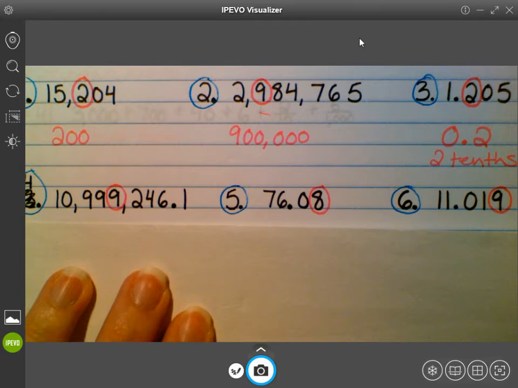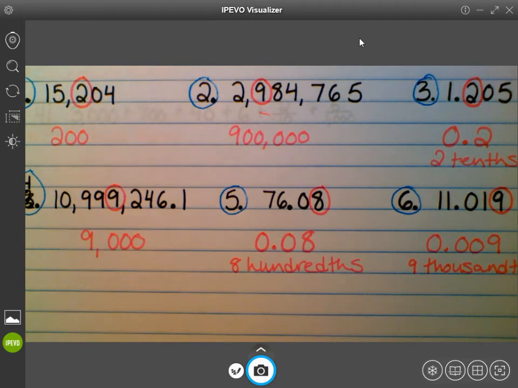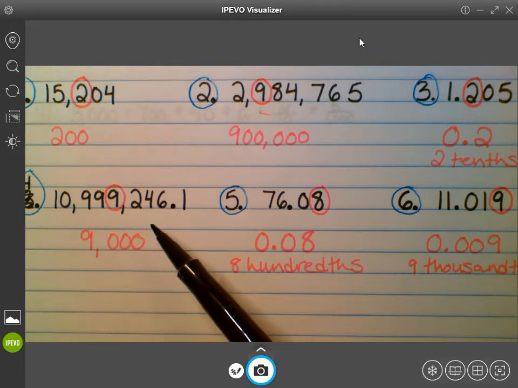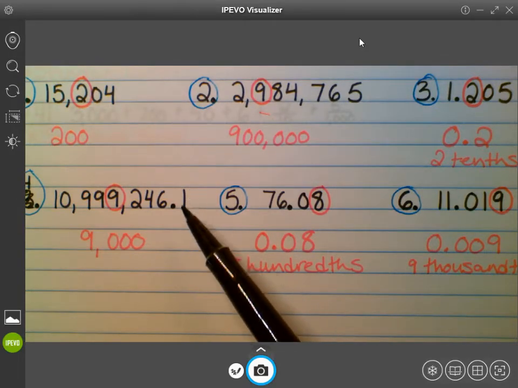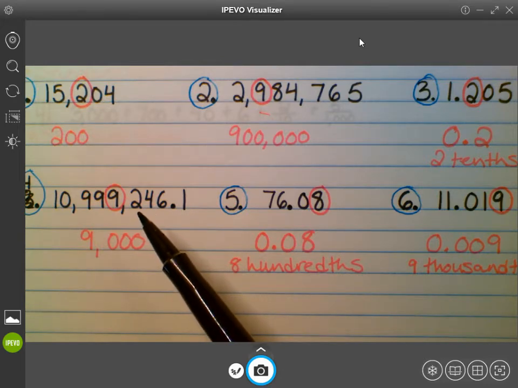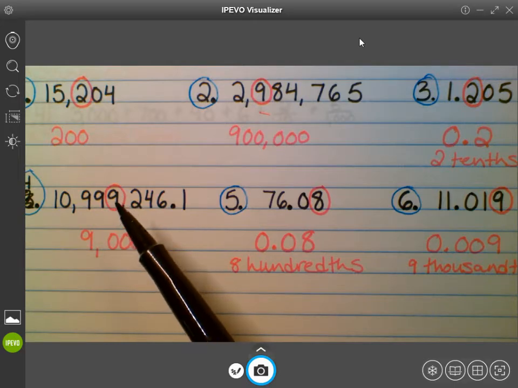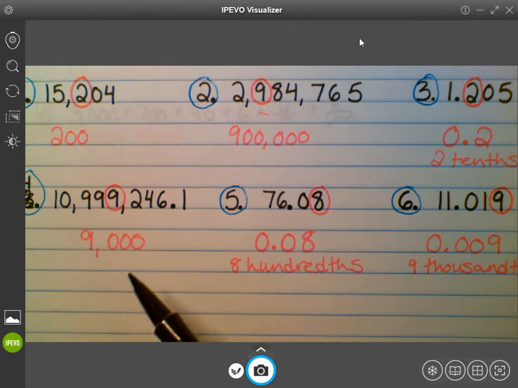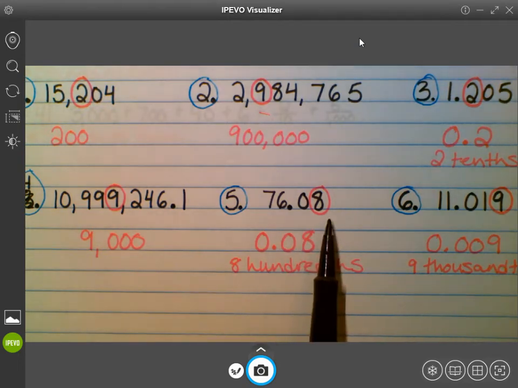All right, my virtual learners, you should have paused your video, written out numbers 4, 5, and 6, and written the value of the circled pink number underneath each one. So if we look at our answers, number 4, this 9 was circled, so we would have had to count. Now we know that this is the tenths because it's to the right of the decimal. But then we have ones, tens, hundreds, thousands. So the 9 is in the thousands place, which means it is worth 9,000. That is its value.